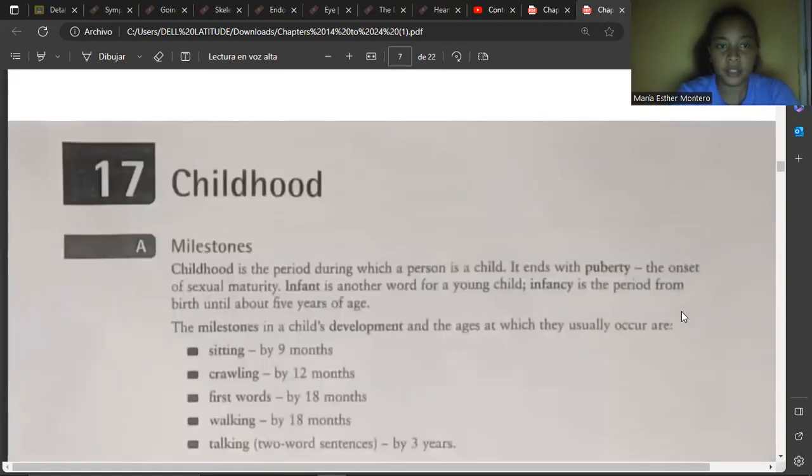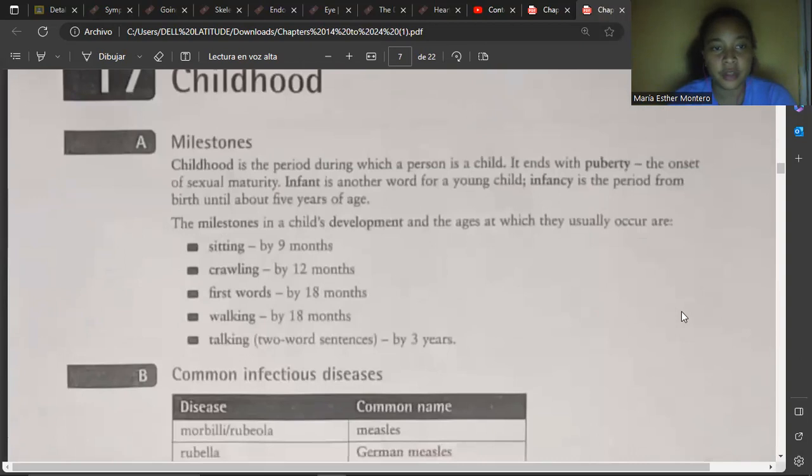Chapter 17. Childhood. A. Milestones. Childhood is the period during which a person is a child. It ends with puberty, the onset of sexual maturity.